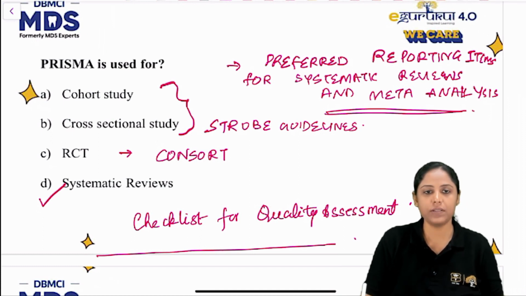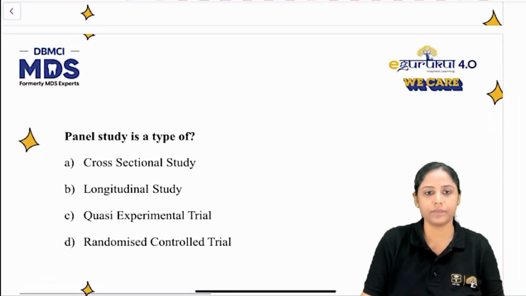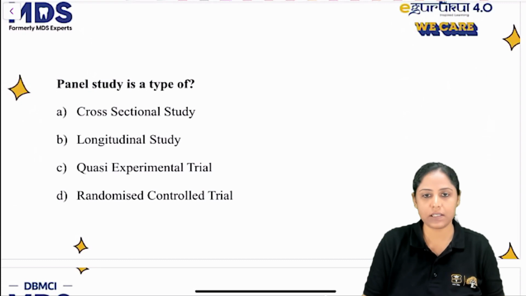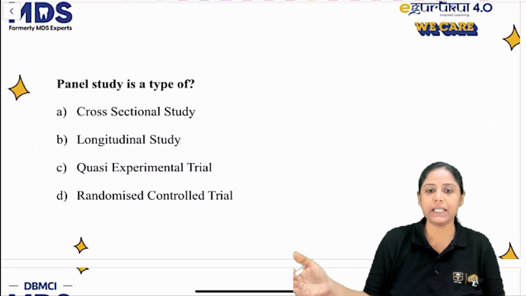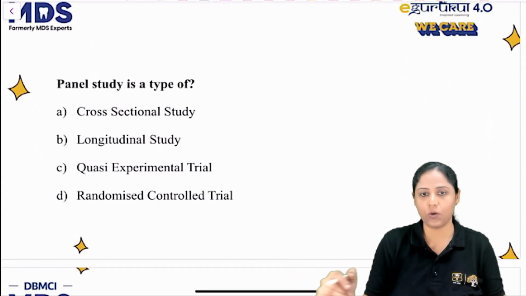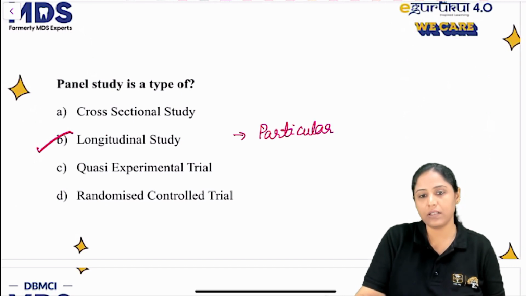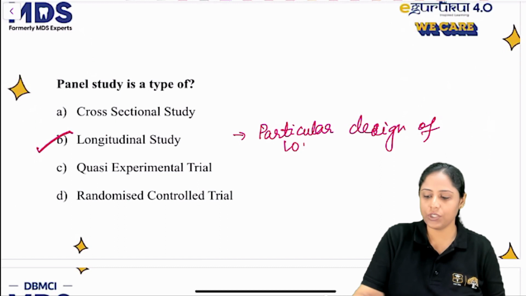Coming to the next question. Panel study is a type of, is it a cross-sectional study, is it a longitudinal study, or a quasi-experimental trial, or a randomized controlled trial? So panel study is conducted repeatedly for a long period of time. So when you see it is over a period of time, we know it is a longitudinal study. So it is a particular design of longitudinal study. Panel studies are a particular design of longitudinal study.